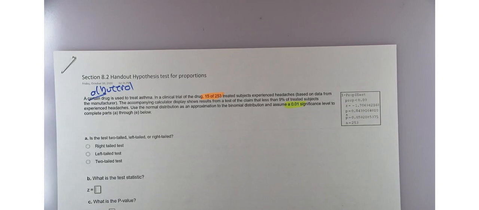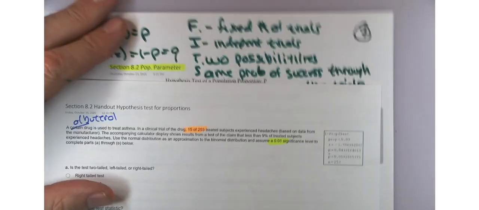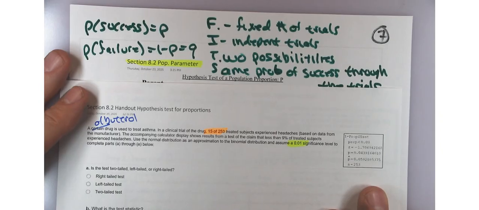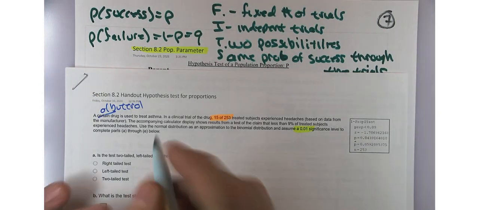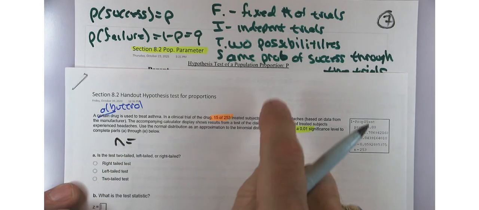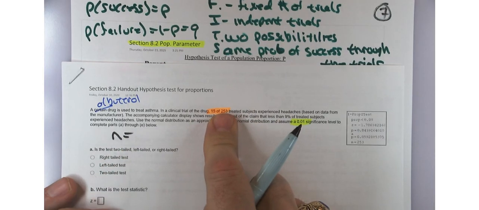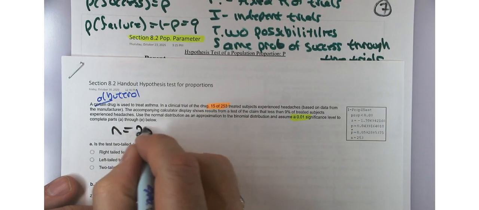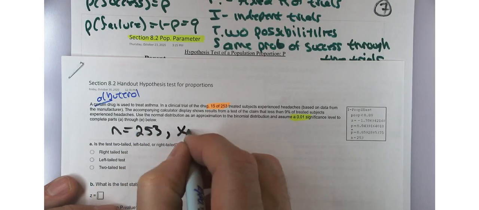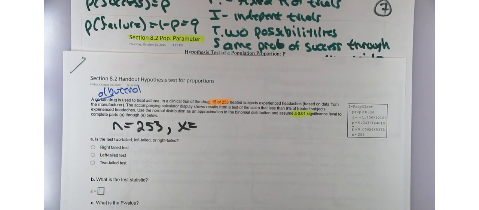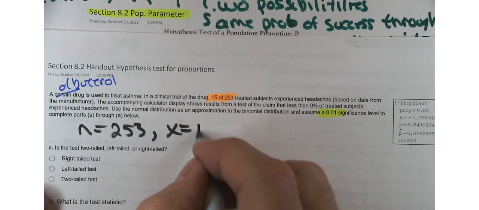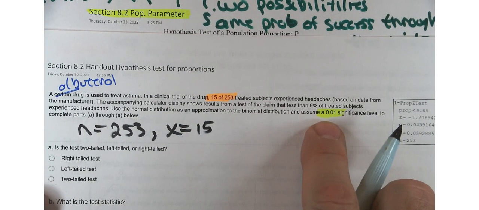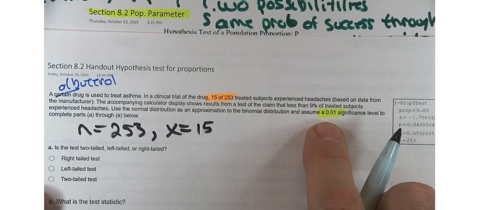Now let's just take a rough pass through and see if this fits. Is it binomial data? Well, is there a fixed number of trials? How many would that be? 253. How many of those were, for lack of a better word in this case, successes? 15. Now they tell us to use alpha as 0.01.